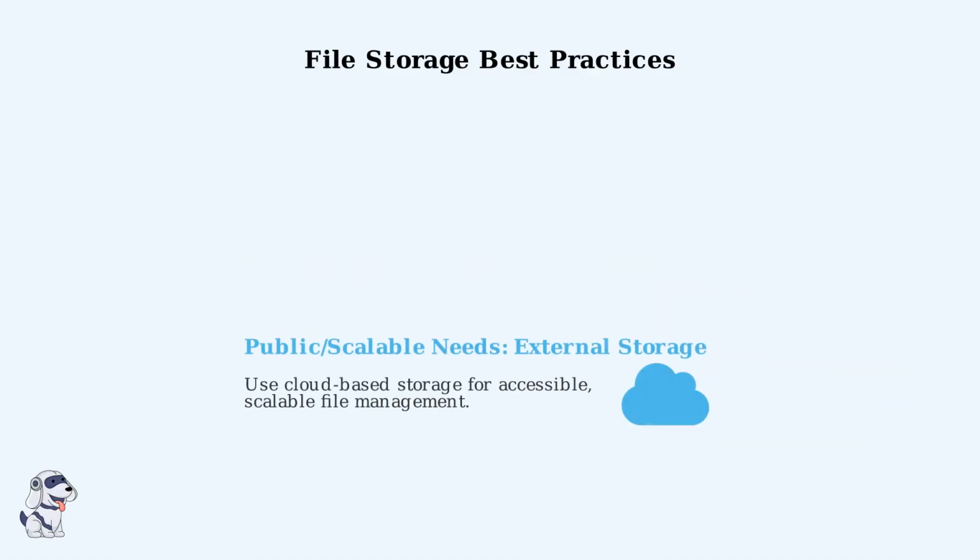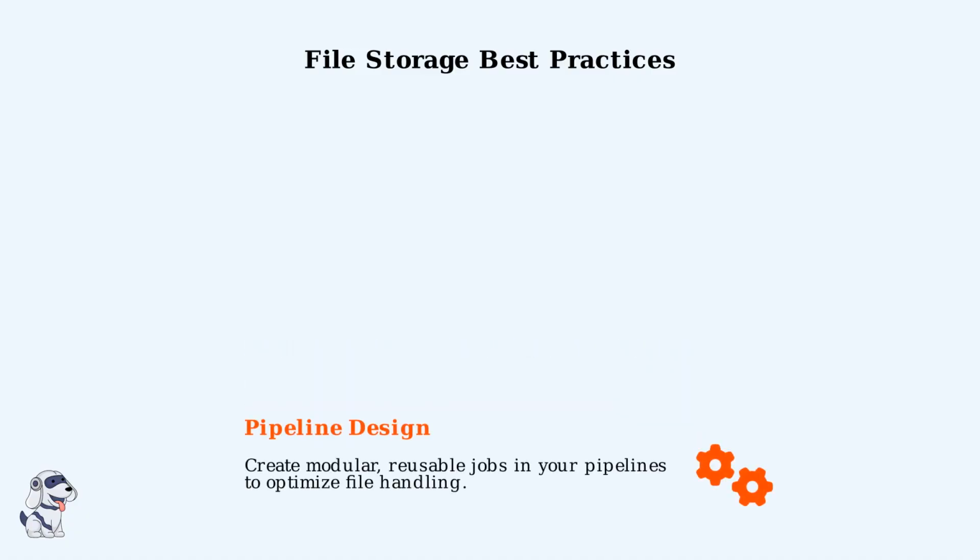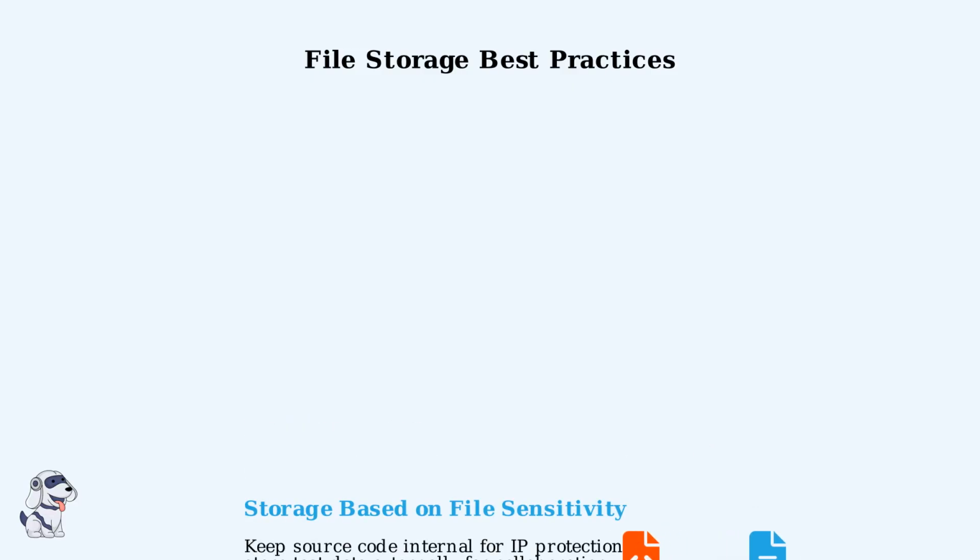For public or scalable needs, external storage solutions are suitable, offering global accessibility and automatic scaling as your file requirements grow. Design your pipelines with modular, reusable jobs to streamline file operations and reduce redundancy across your development workflow. Decide on storage locations based on file sensitivity. Keep source code internal to protect intellectual property, while storing test data externally to enable easier collaboration among team members.